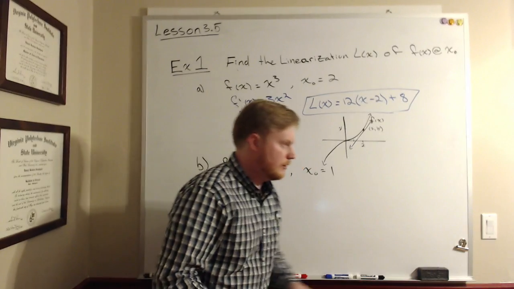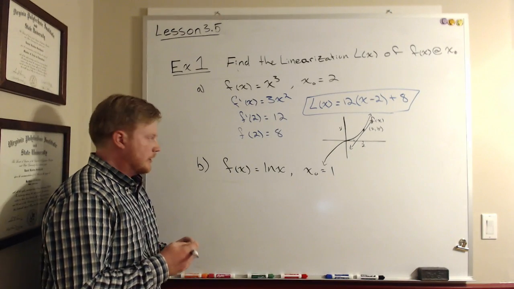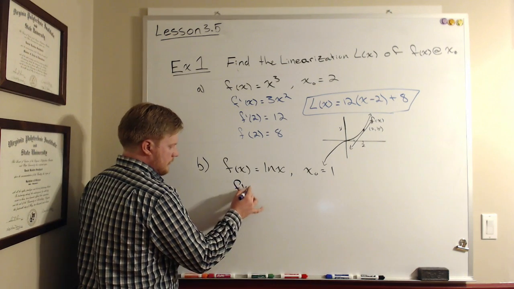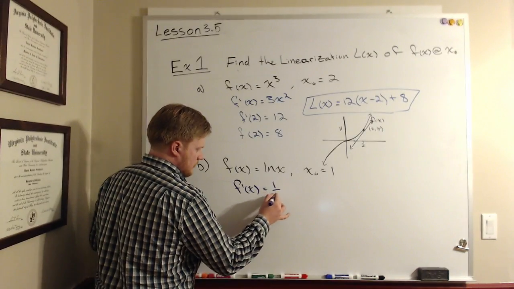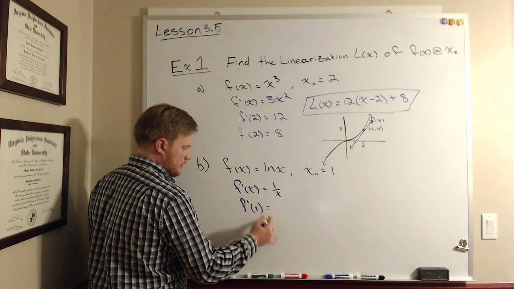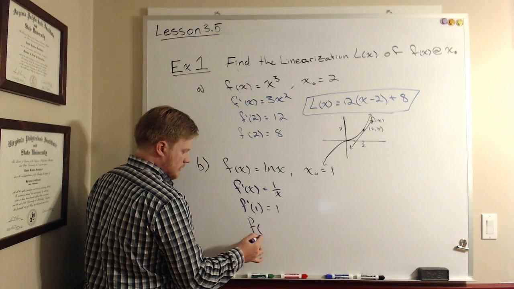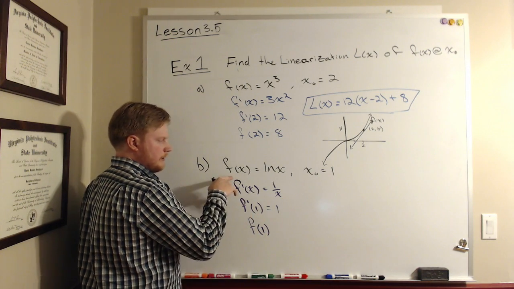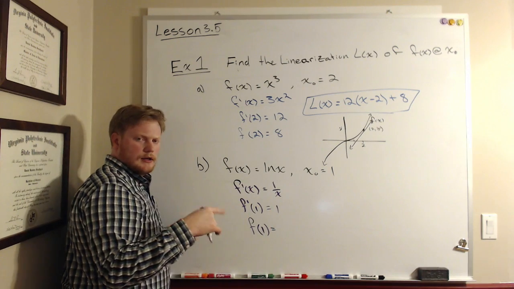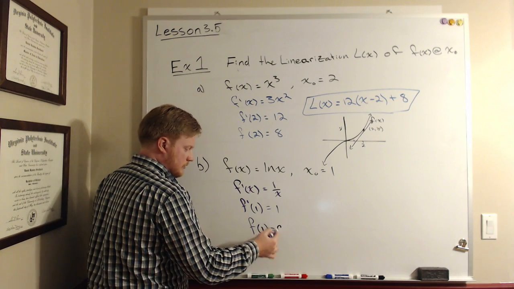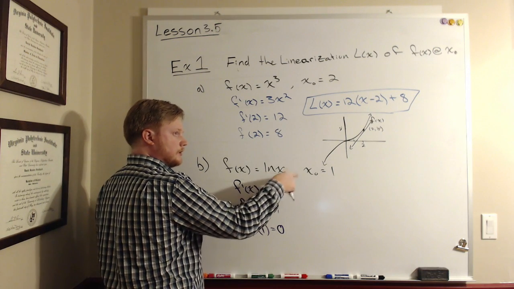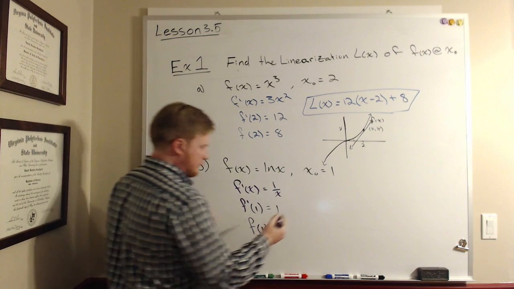So let's look at the second example here, part B. I need the derivative of f. I need the derivative at the point. And I'm also going to need the value of the function at that point, which in this case, the natural log of 1 is 0, I think, right? E to the what equals 1? 0. Okay, just checking my work.